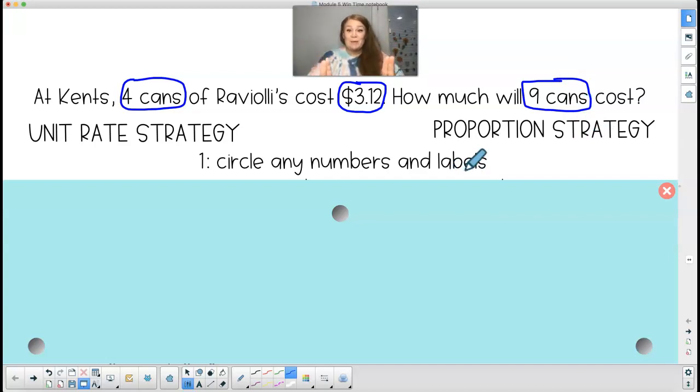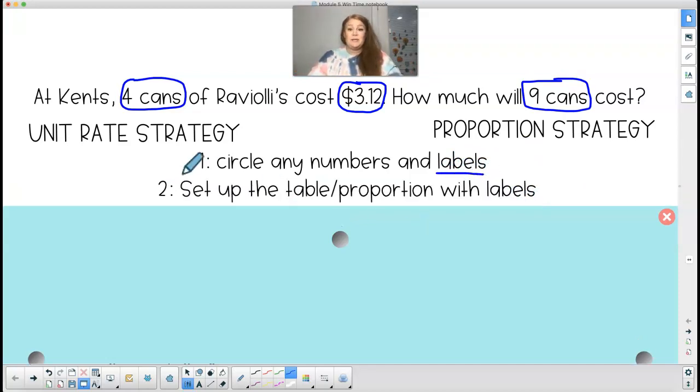So we circled the labels to help us know what that number is referring to, what category it should go in. So whichever strategy you're using, I'm expecting to see you go through and break up your information and circle it with the labels. So then you're either going to set up your table or your proportion, depending on which one you want to use.